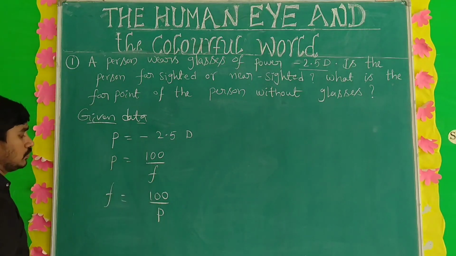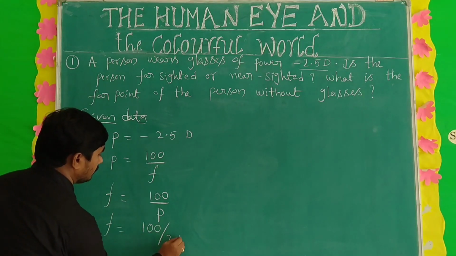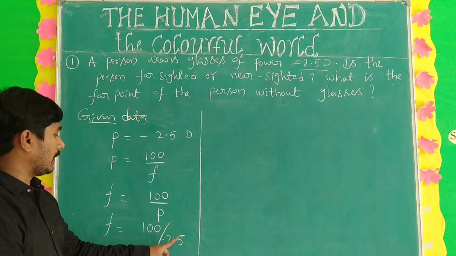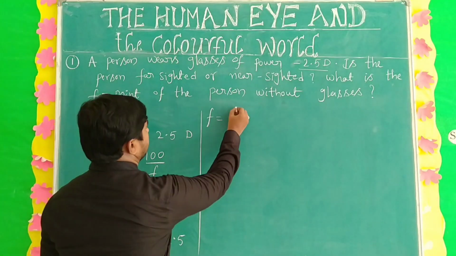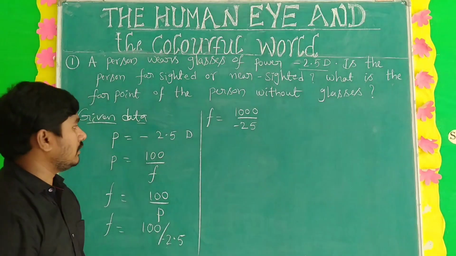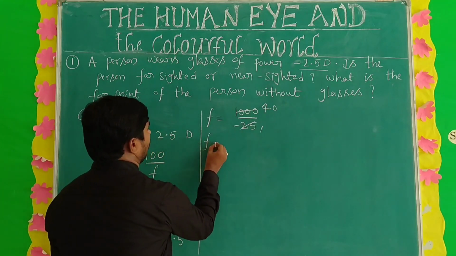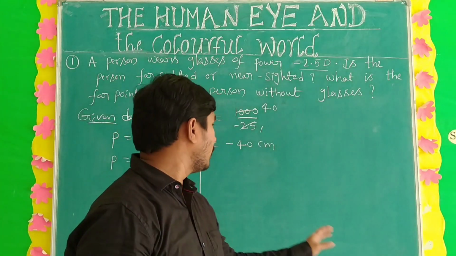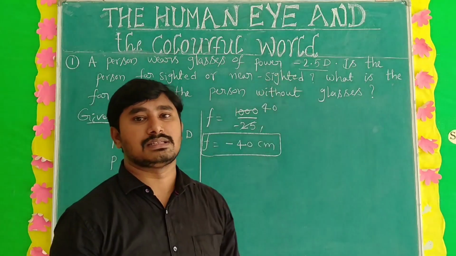Means we have to exchange these two. Next, F is equal to 100 by minus 2.5, because P given is minus 2.5. Now F is equal to, you have to do 10 by 10, that means 1000 by minus 25. 25 forties are 1000. So F is equal to minus 40 centimeter. This is the focal length of that power of lens.